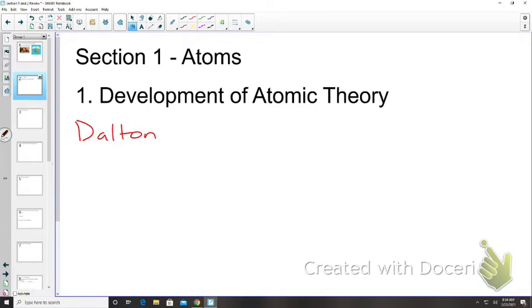Excellent. Dalton thought that atoms were indivisible. It was just a solid sphere. Different elements had different properties, so the atoms of oxygen would have been different than the atoms of hydrogen, and it was indivisible. Very good. So Dalton was first. What was the second guy?